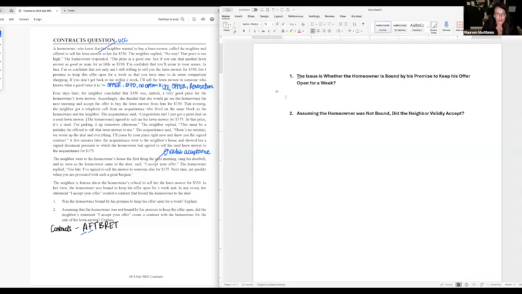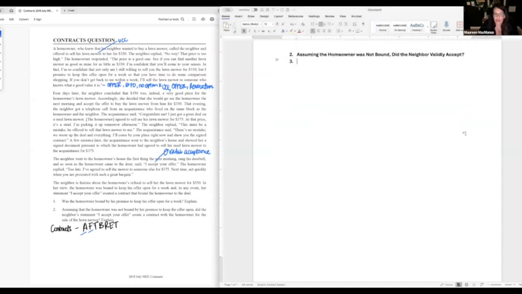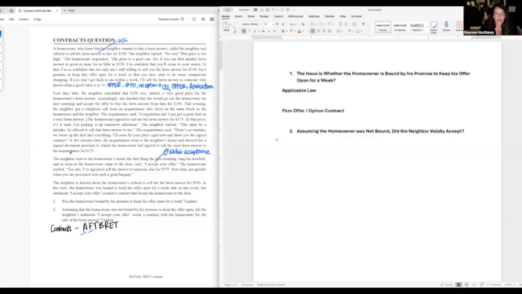Okay, so first, I always want to talk about applicable law. So applicable law, and then here, firm offer, option contract. I'm just going to combine them, and I'm going to do both. That's totally okay, because we do want to address both. All right. And then assuming the homeowner was not bound, what did the neighbor validly accept? So I'm just going to put here contract formation. So there is an offer, but I might just put here revocation and then acceptance, because those are the two things that I want to talk about. We don't have to stick to that. You don't even have to have those as headings at all, but those are the issues that I want to think about. Now I want to place the facts from my fact pattern in here.